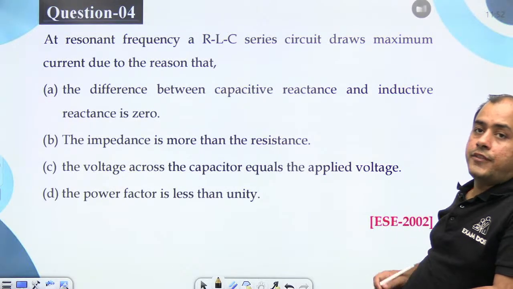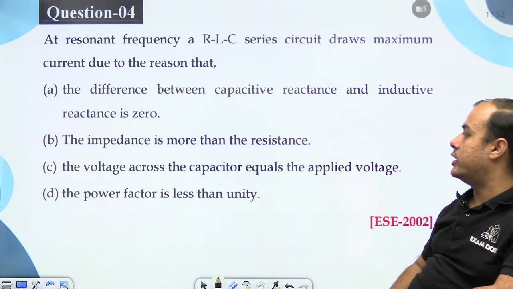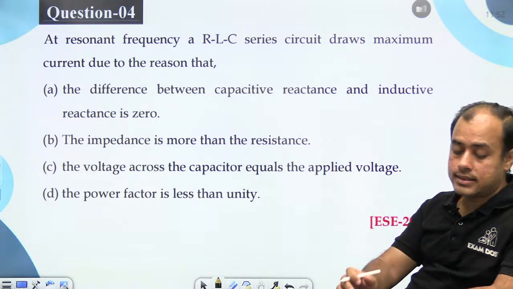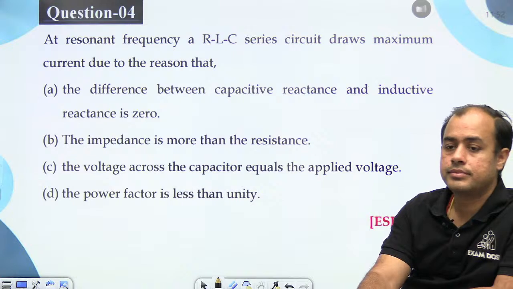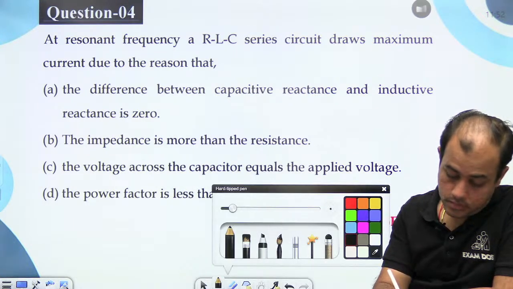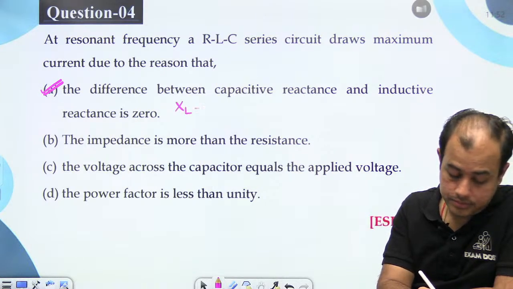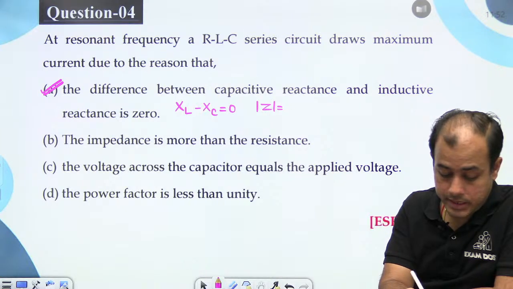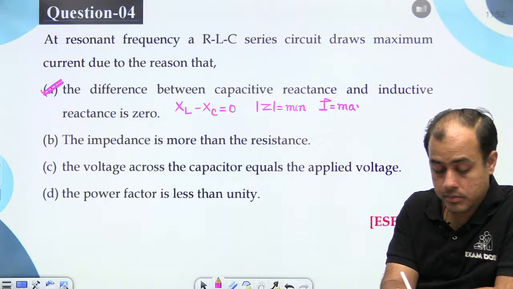At resonant frequency, a RLC series circuit draws maximum current due to the reason that. Why does the circuit draw maximum current? बताइए. Because XL minus XC is 0, so mod of impedance is minimum, current is maximum. Okay.